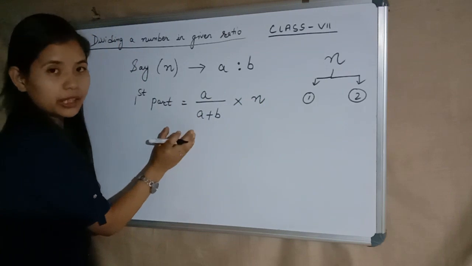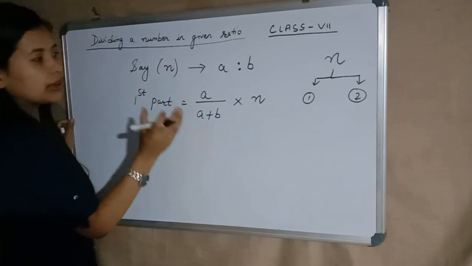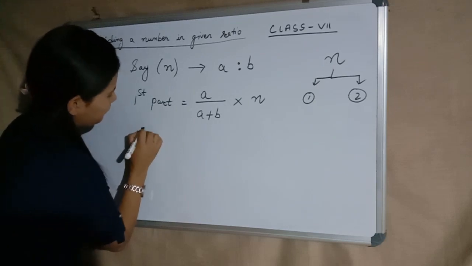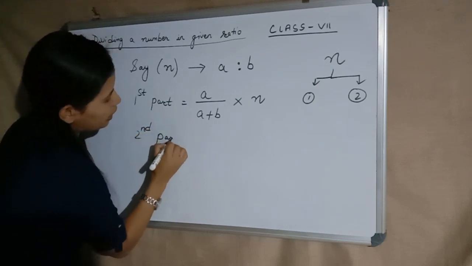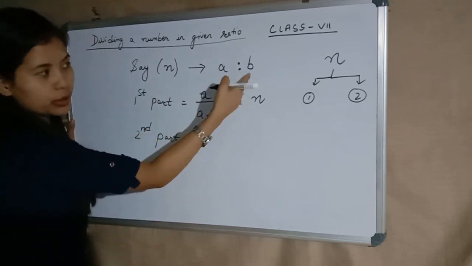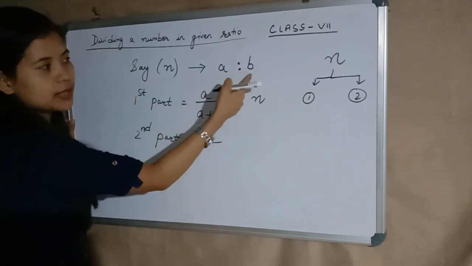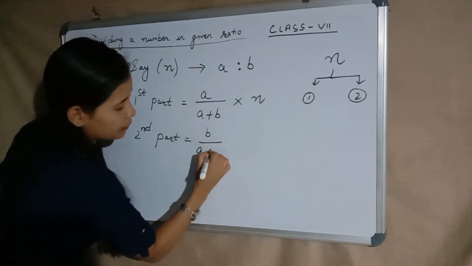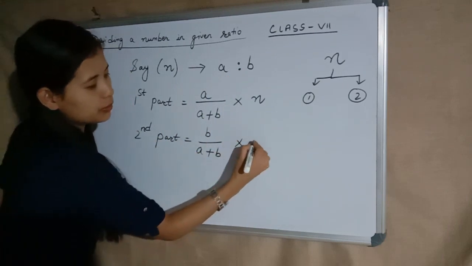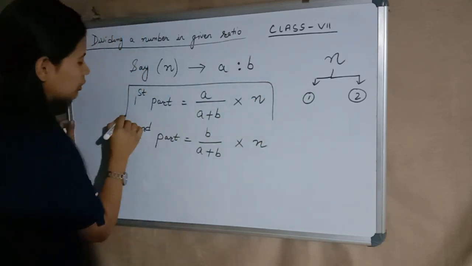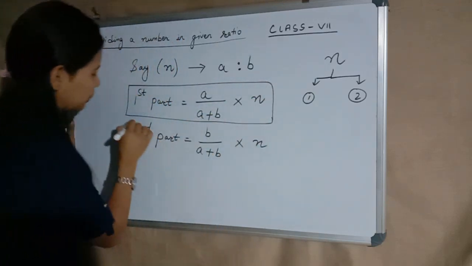Please do not worry if you don't understand. I'll make it clear by taking an example. The second part will be given by the second ratio b divided by the sum of the ratio, that is a plus b, into n. In this video we will be dealing with only these two formulae, and how to apply them.